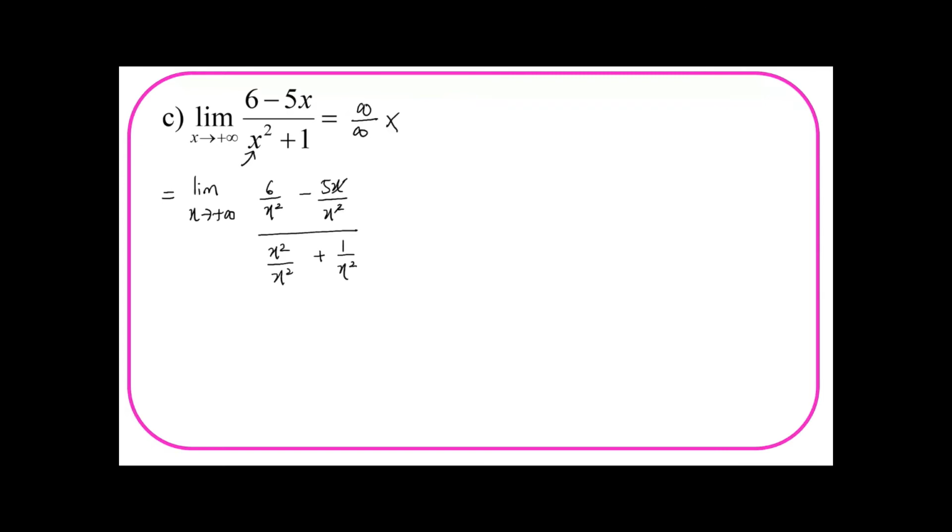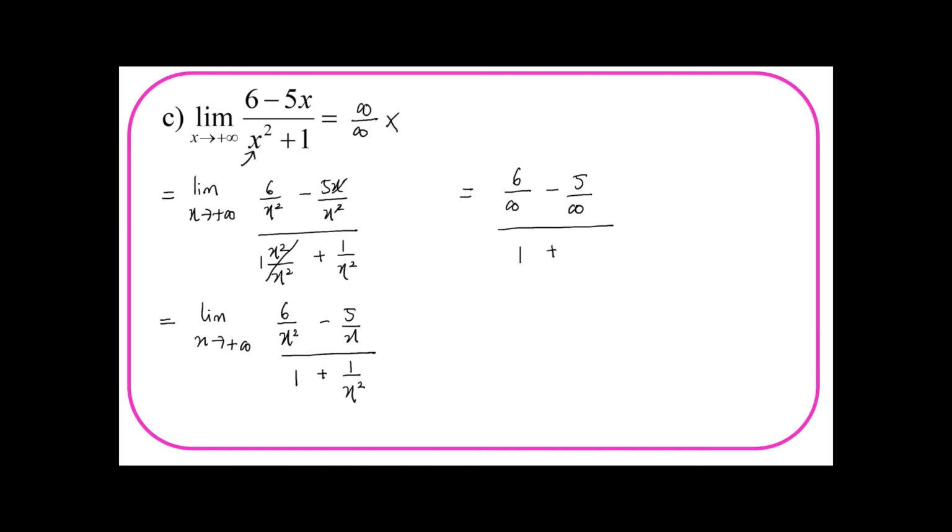Now, simplify your function. x over x squared can be simplified. Rewrite it back, so this will be equal to the limit as x approaches positive infinity of 6 over x squared minus 5 over x divided by 1 plus 1 over x squared. Now, you can directly substitute your limit value into your function. So, you will have 6 over infinity minus 5 over infinity divided by 1 plus 1 over infinity. Same as before, a constant over infinity can be simplified as 0. So in this case, you will get 0 over 1. So our final answer would be 0. Don't be surprised, you still can get 0 as your final answer.